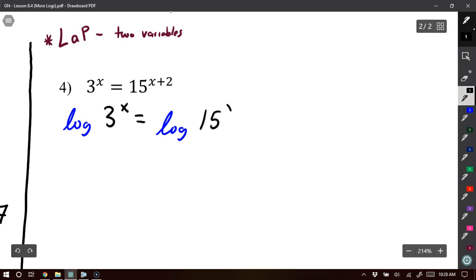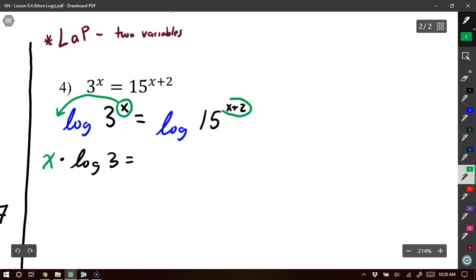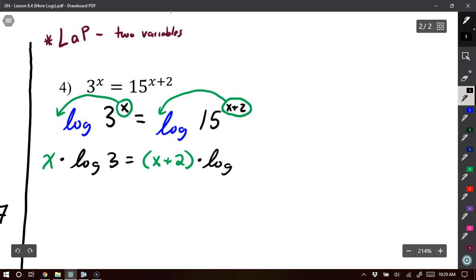Now this one's trickier because you have variables on both sides, and you have powers on both sides. So I'm going to use my power rule here to bring that x down. So x, I'm going to put the dot times log of 3. That's not new. However, there is a power on the left side and the right side. So I have to do the same thing to the right side. And since it's an object, I'm going to put it in parentheses. x plus 2 times the log of 15.